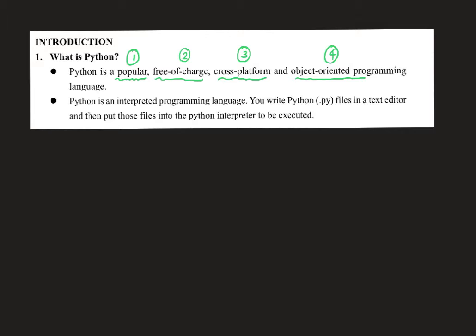And for Python programming, the file extension is .py. We can simply use a text editor to type the Python program and save it with file extension .py.